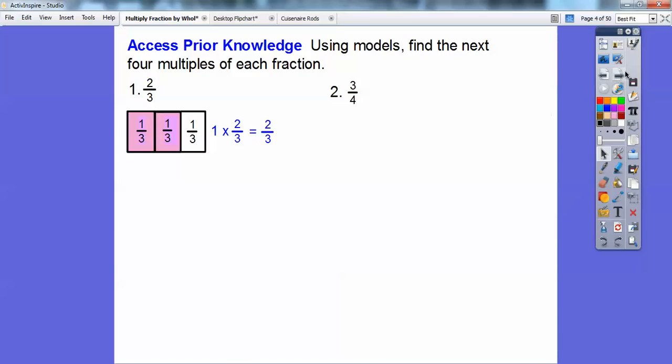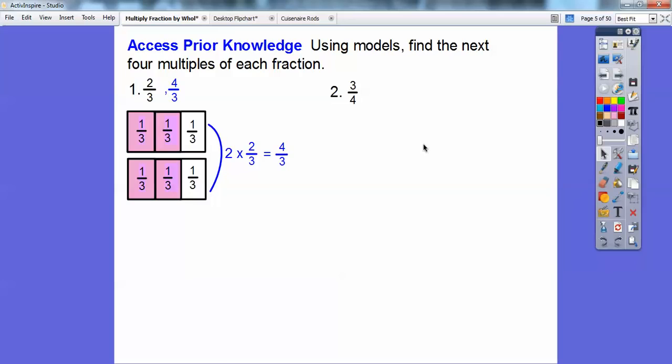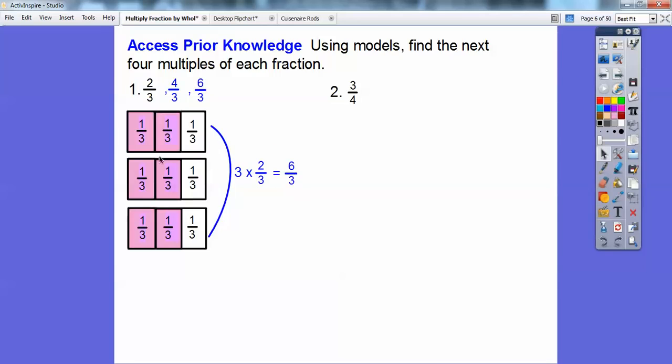So here's 2 of the 2/3. So 2 of 2/3 gives me 1, 2, 3, 4 of them shaded. So there's 4 third size pieces shaded. That would be 4/3 right there. Okay, let's do another fraction strip of 2/3. Here we have 3 2/3 strips shaded. So out of that we get 1, 2, 3, 4, 5, 6. So there's 6 thirds shaded. Here's 1/3 plus 1/3 plus 1/3 plus 1/3 plus 1/3 plus 1/3, so 6/3. So there's my next multiple there.